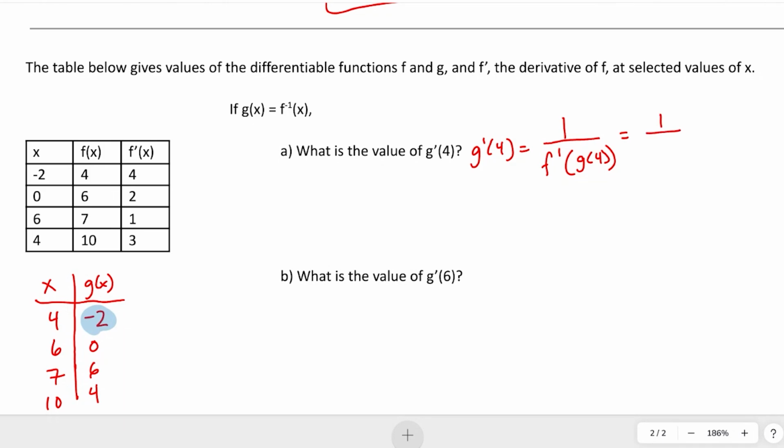So 1 over, well, that's ultimately what we want to find. But in order to evaluate that, we need g of 4, because we're not really going to be able to find g prime without going through that formula. So we've got f prime at negative 2, and we can find that value in the table as well. f prime of negative 2 is 4. So this would be 1/4.